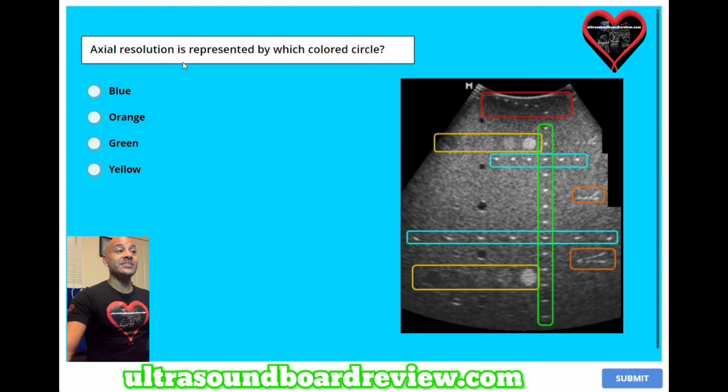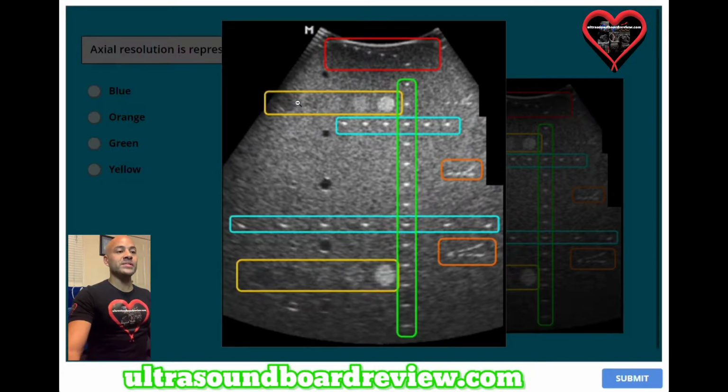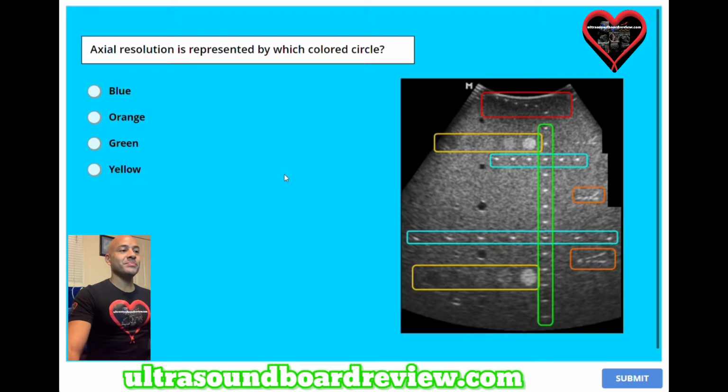Question number 5. Axial resolution is represented by which colored circle? A. Blue. B. Orange. C. Green. Or D. Yellow. Which one is axial resolution? The answer is B. Orange.